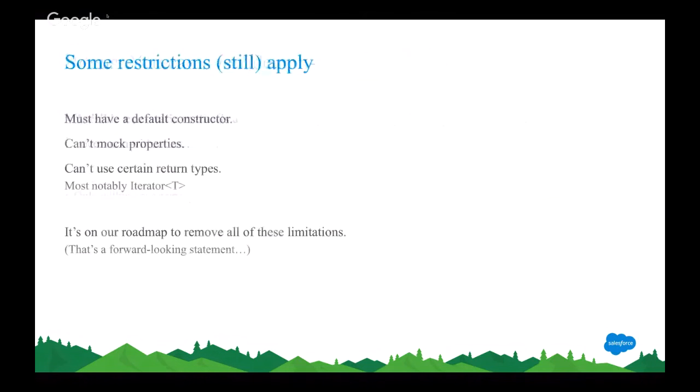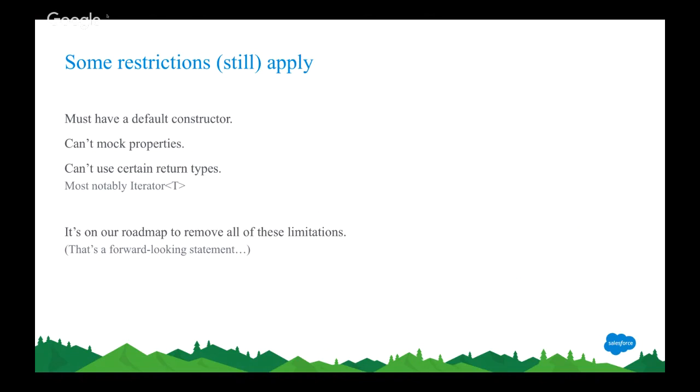So with all of that said, and you might be getting a little excited now, there are some restrictions that still apply. The biggest one is the fact that you have to have a default constructor. So you need a zero argument public constructor, essentially. It can't be private. It can't have a constructor with just arguments. You have to have a public zero-arg constructor.